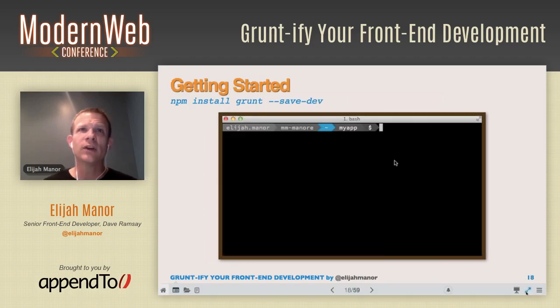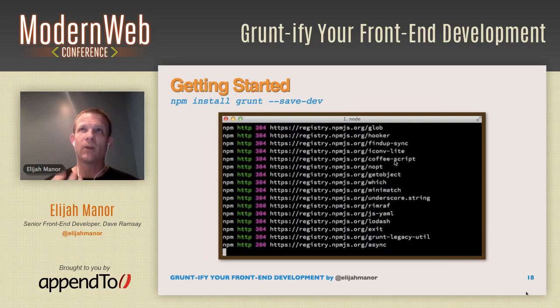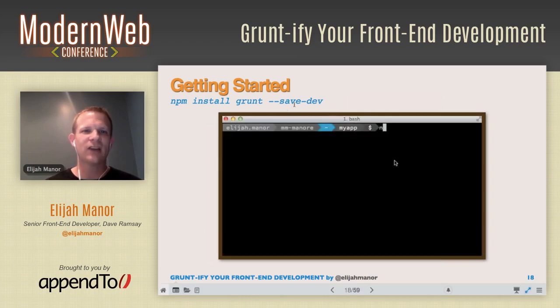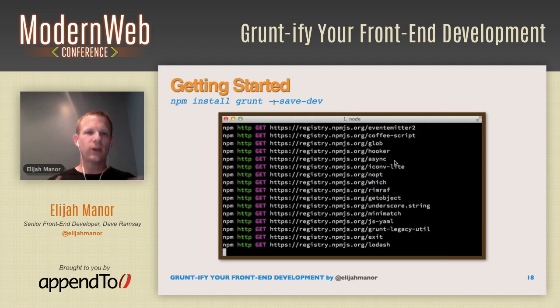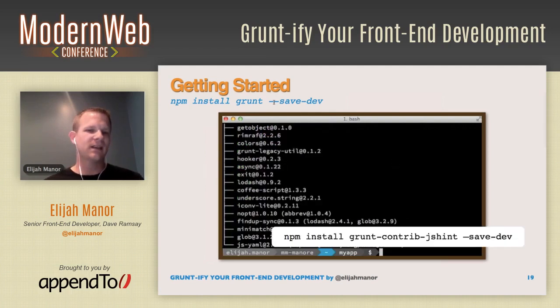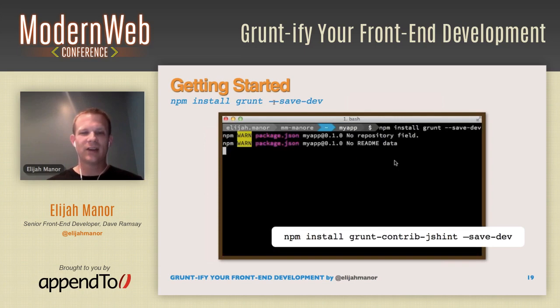So the next thing you'd want to do is install Grunt in your project. And so you do npm install grunt, and that will install a version of Grunt for your project. And then the important thing is to say --save-dev. And what that will do is it'll inject what you just installed into the devDependencies of your package.json file. So let's go to another one. Let's say we're going to install grunt-contrib-jshint because we want to hint our JavaScript, and we'll say --save-dev.